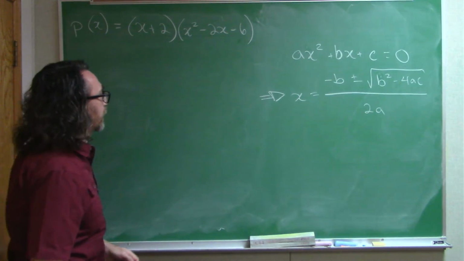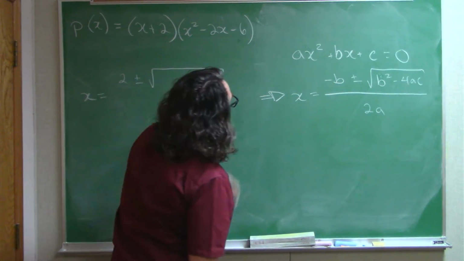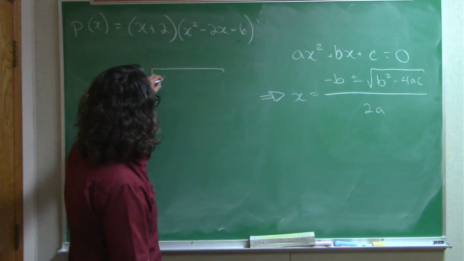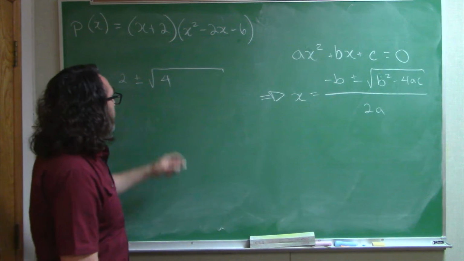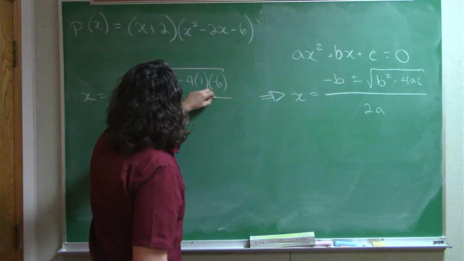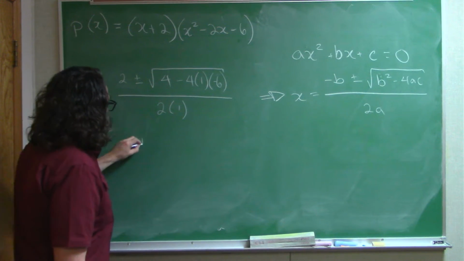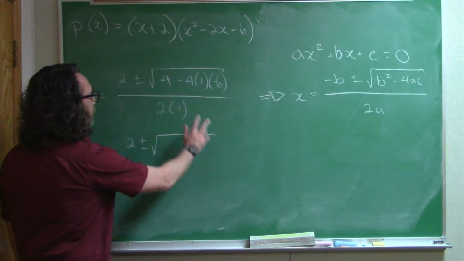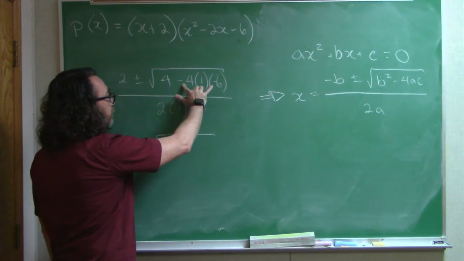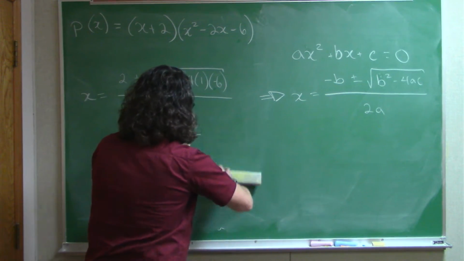In this case, b is -2, so -b is 2, plus or minus the square root of b squared. -2 squared is +4. Remember, when you square something, you always get a positive. Minus 4 times a, which is 1, times c, which is -6. Whole thing over 2 times 1. Let's do some arithmetic here. Multiplication before addition, right? Order of operations. So -4 times -6 is +24. So this is a 28 right there.